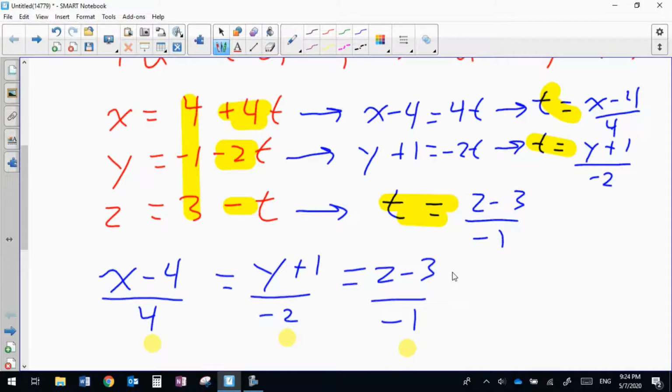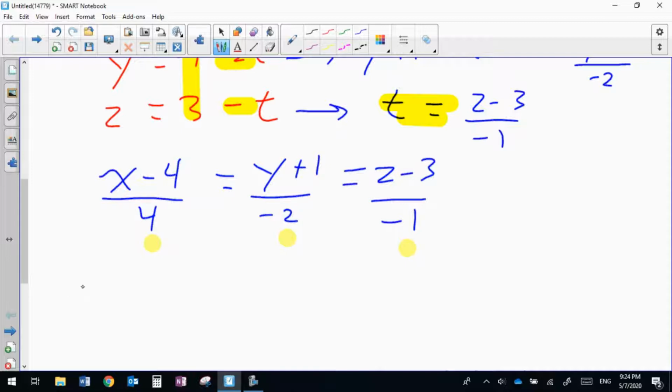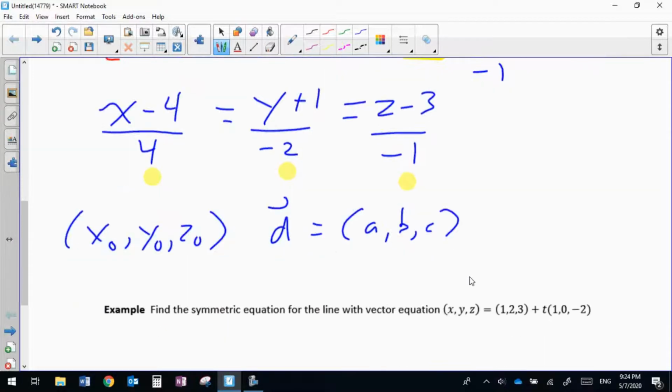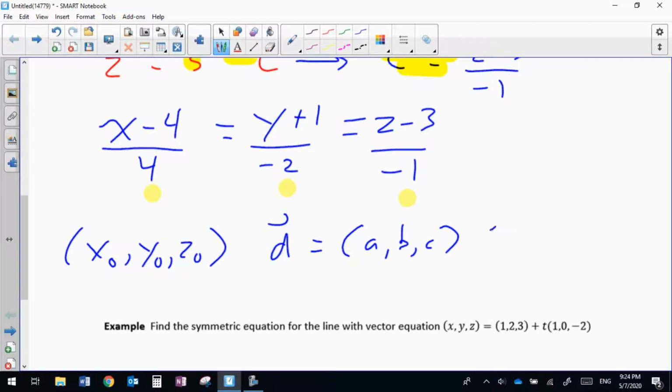Now in general, if you had any line with an initial point x naught, y naught, z naught, and a direction vector equaling a, b, c, then the symmetric equation would be x minus x naught divided by a equals y minus y naught divided by b equals z minus z naught divided by c. Sorry about that mess there, but that's the general form of a symmetric equation.